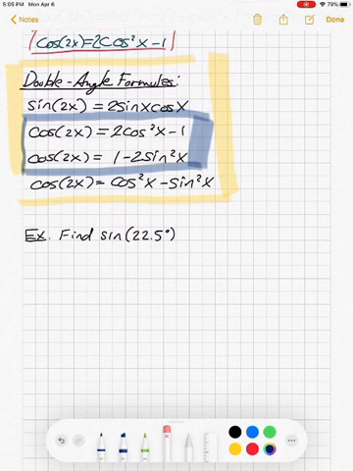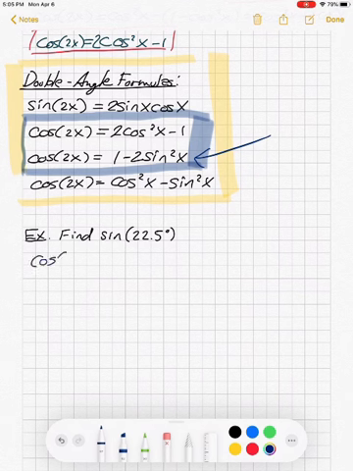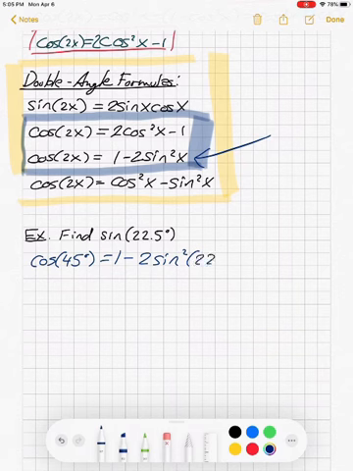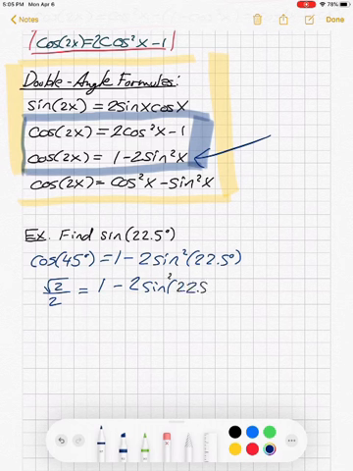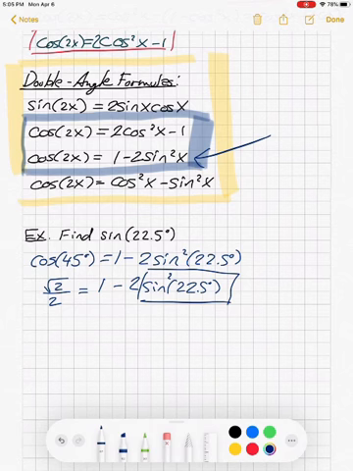Okay, so in this case, I'm going to choose this formula. So I'm going to have cosine of 45 degrees is 1 minus 2 sine squared 22.5 degrees. So cosine of 45 degrees is root 2 over 2. So you see, now all I have to do is do the algebra to get this quantity by itself. So let me subtract the 1.